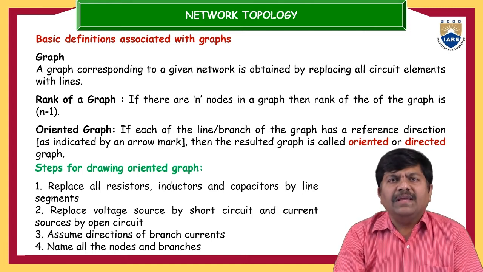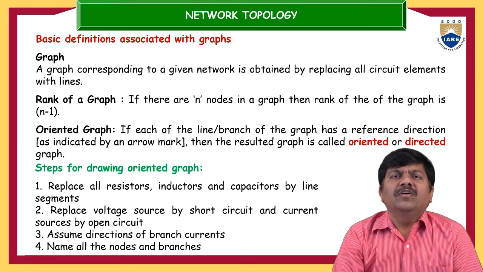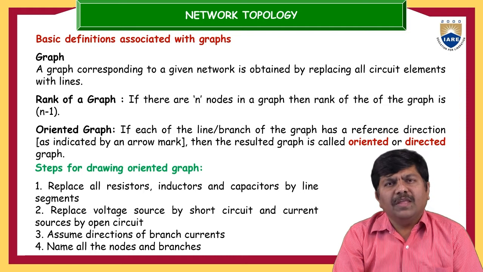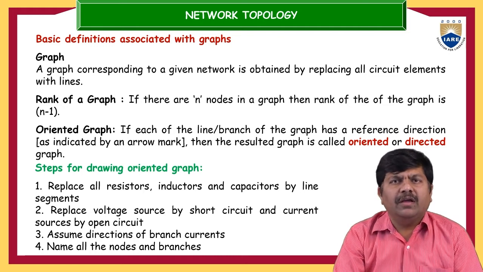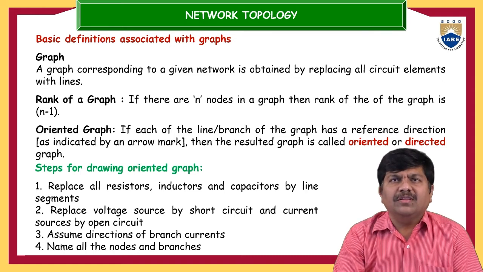Now what does this n mean? N is the number of nodes in the graph. Nodes, we know, are the meeting points of branches. So if you know the node number of the given graph, we can easily find out the rank of the graph. Rank of a graph is nothing but n minus 1, where n is the number of nodes available in the graph.